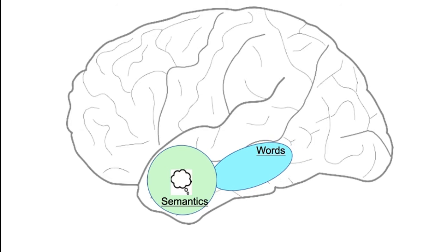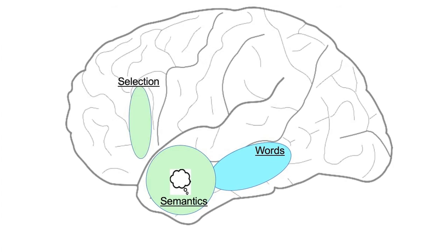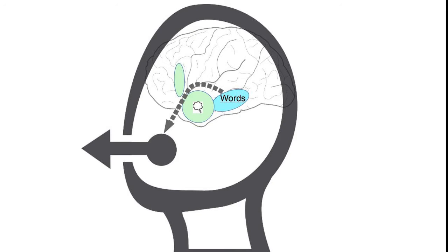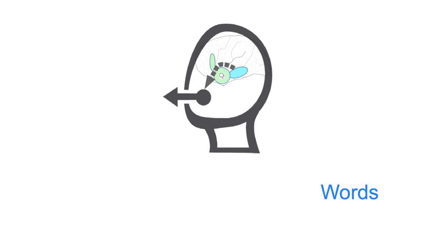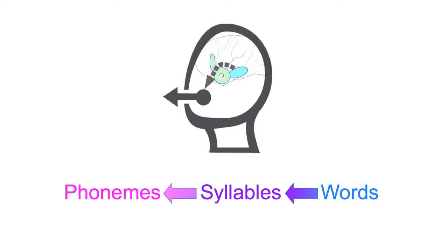When we prepare to speak, we start with some meaning that we want to convey. This area helps convert the meaning into a sequence of words. Next, we'll discuss how the words are converted into muscle commands for speech. A word is made up of syllables, and syllables are made up of phonemes. For example, pan is one syllable consisting of the phonemes p, a, n.